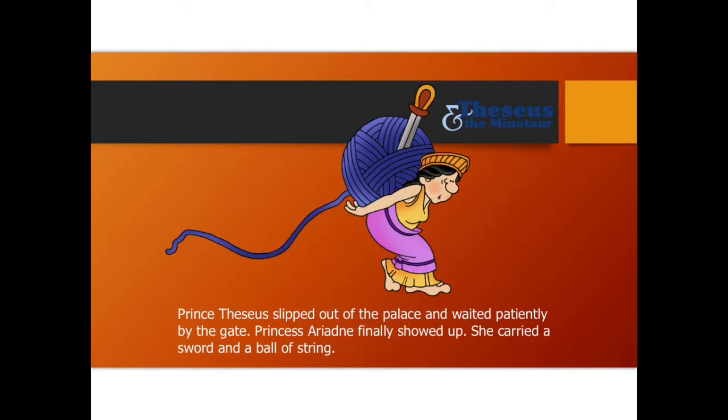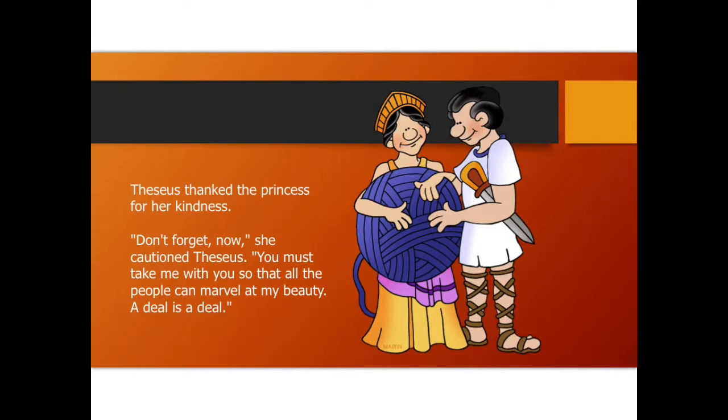Prince Theseus slipped out of the palace and waited patiently by the gate. Princess Ariadne finally showed up. She carried a sword and a ball of string. Theseus thanked the princess for her kindness. "Don't forget now," she cautioned Theseus. "You must take me with you so that all the people can marvel at my beauty. A deal is a deal."